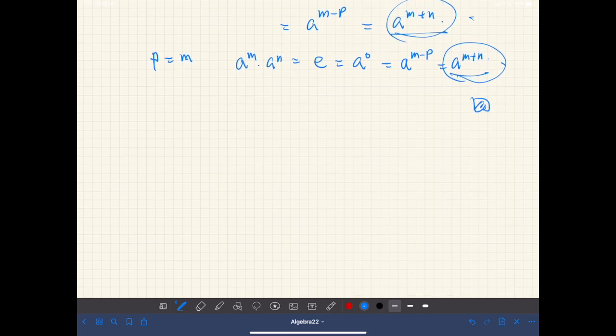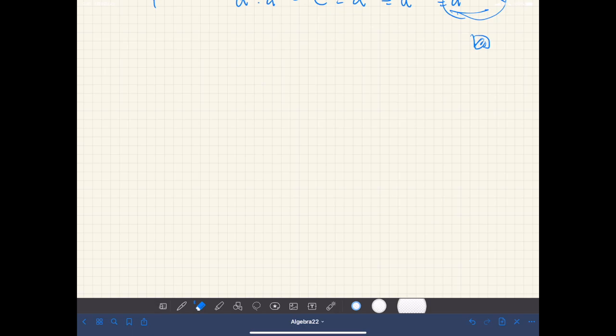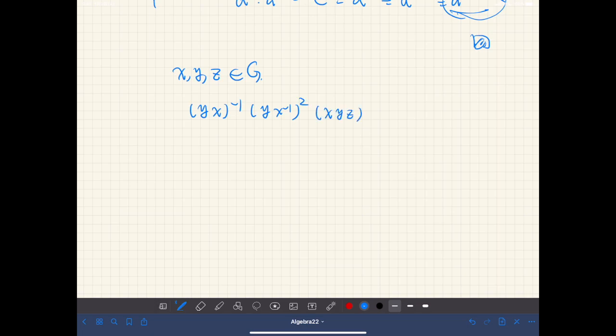Let's see an example. Suppose we have three elements, x, y, z, in some group G. Let's simplify this product: (yx inverse), (yx inverse) squared, xyz, and x to the negative 3, y squared, and z inverse. Let's call this element g.